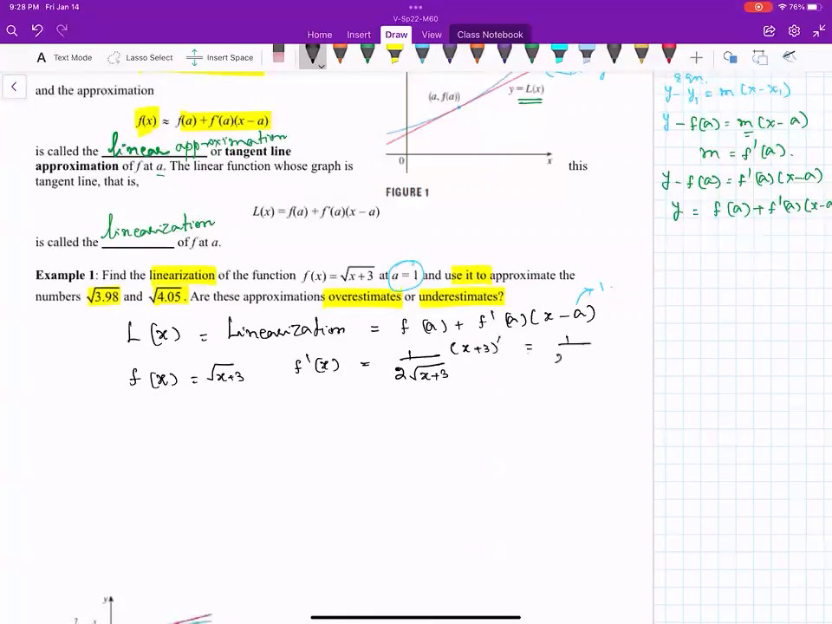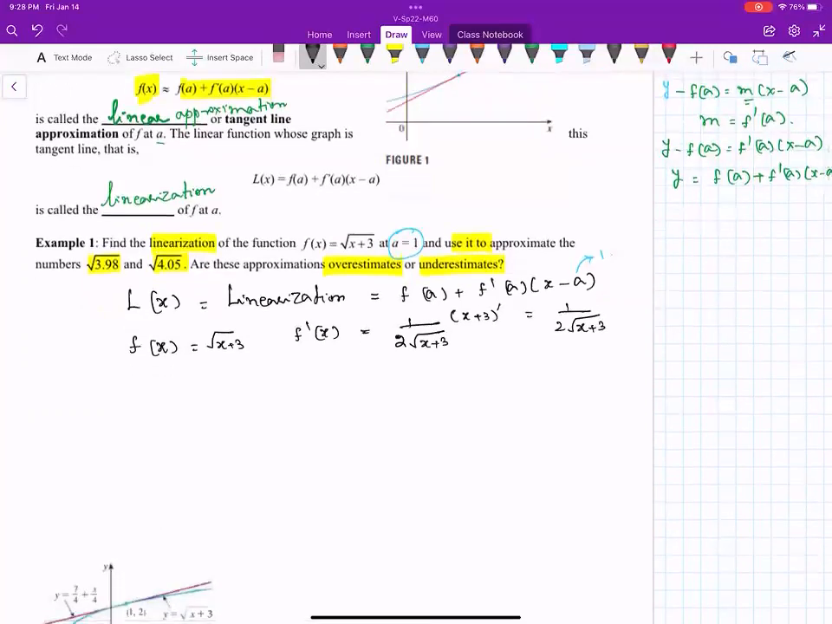That is 1 over 2 square root of (x + 3), the derivative. Then we want to evaluate that at the point a. So f'(1), at a = 1, is 1 over 2 square root of (1 + 3), substituting. That will be equal to 1 over 2 times square root of 4. So it will be 1 over 2 times 2, that is 1 over 4. So linearization L(x).